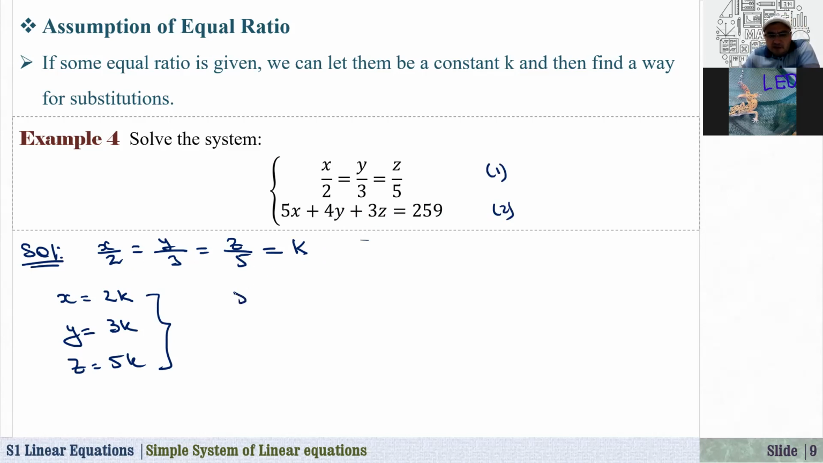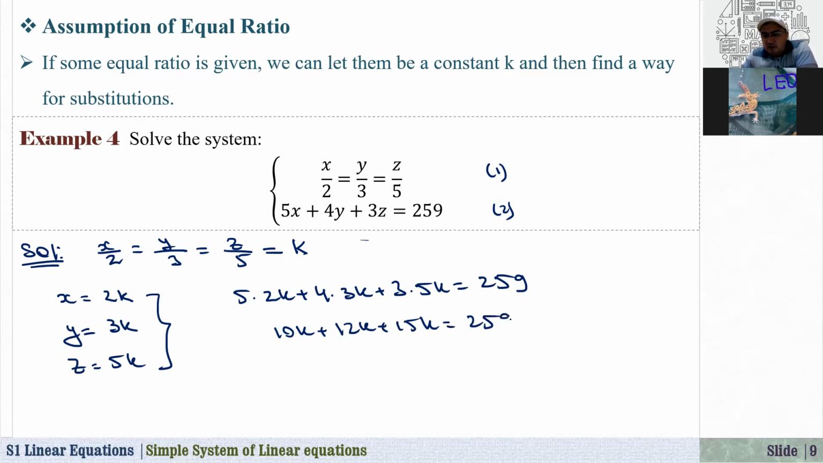So 5 times x, what is x? x equals 2k. 4 times y, what is y? It is 3k. 3 times z, it is 5k, is equal to 259. 5 times 2, it is 10k. 4 times 3, it is 12k. 3 times 5, it is 15k. 10 plus 12, 22. So 22 plus 15 is 37. So here we have 37k is equal to 259.